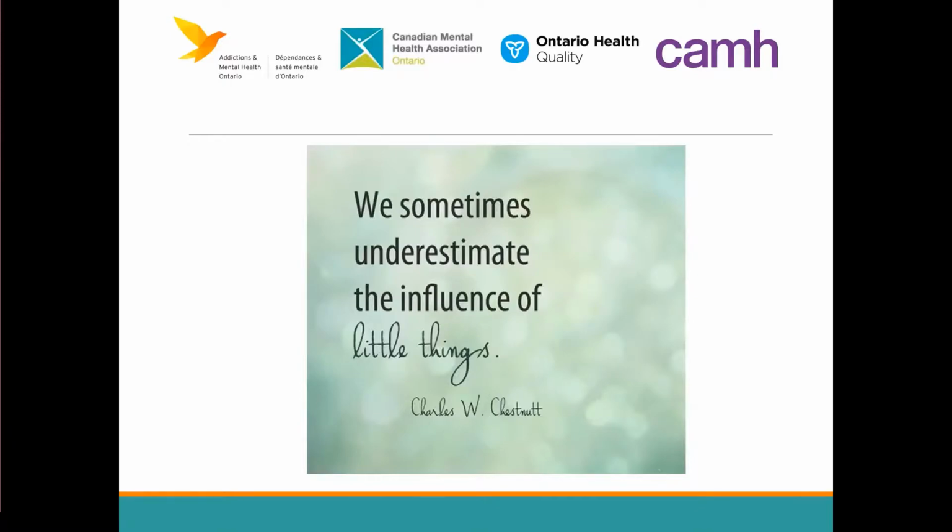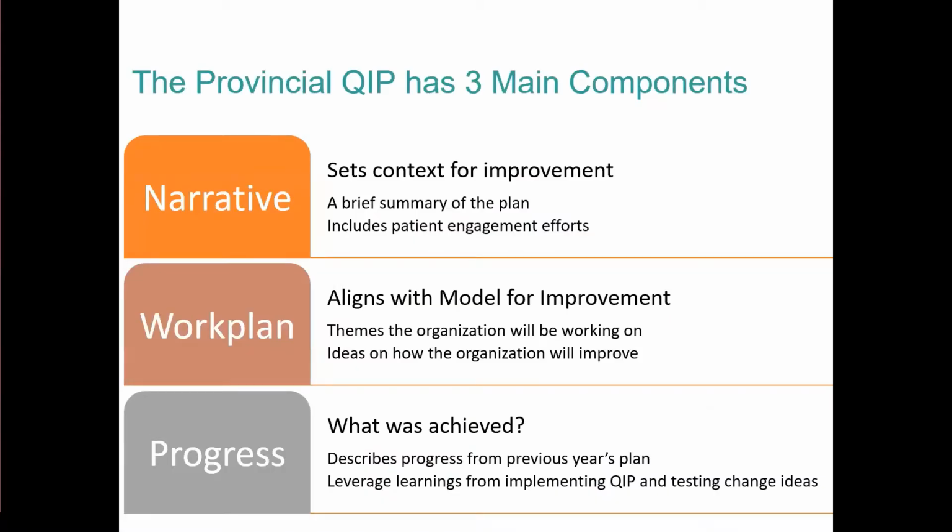So let's say you've been able to decide, you've used the impact effort grid, and now here you are, you're back at your quality improvement plan. Just to remind you, it has 3 parts: a narrative, a work plan, and a progress report. Progress report comes second year, not first year. So it'll be new for those of you who submitted last year. And for those of you who are submitting for the first time, you won't see a progress report this year.